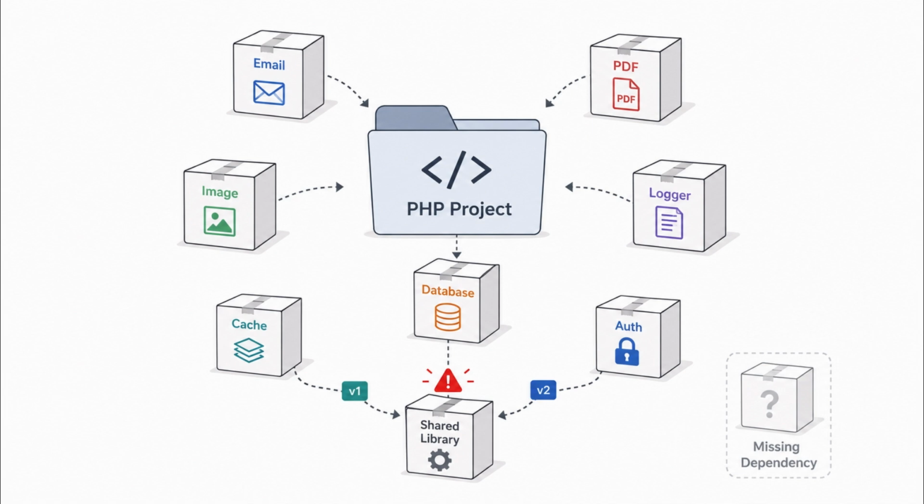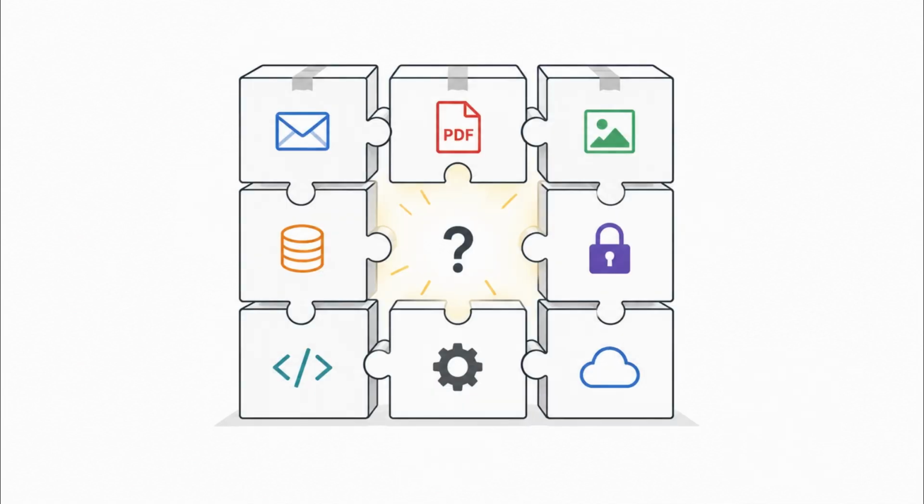And if two libraries needed different versions of the same tool, you were stuck, manually resolving conflicts, manually updating files. One missing dependency, and your whole project broke. Even experienced developers hated this part. It wasn't hard, it was just slow, repetitive, and easy to break. PHP needed something automatic, something reliable. So a solution was built, and it changed PHP development completely. Let's look at what that solution actually is.